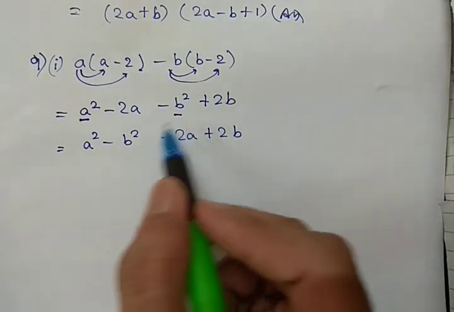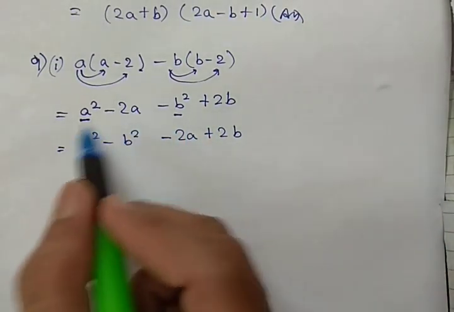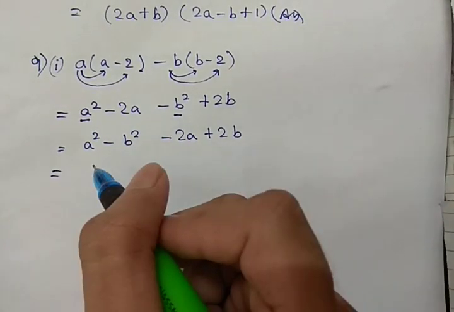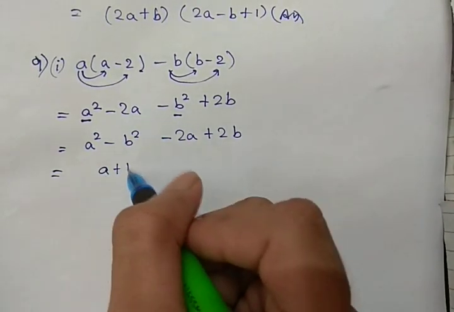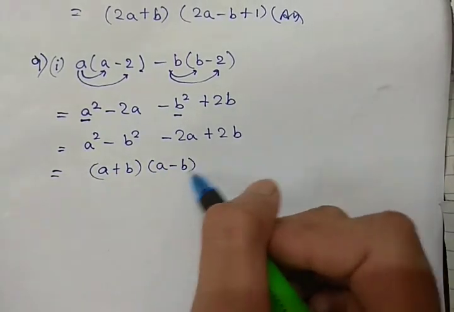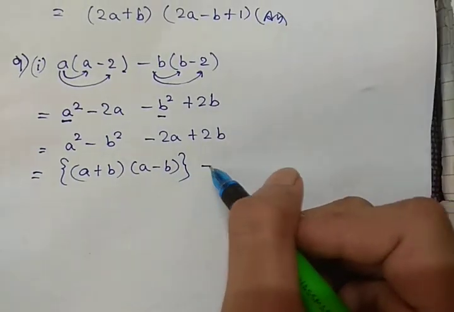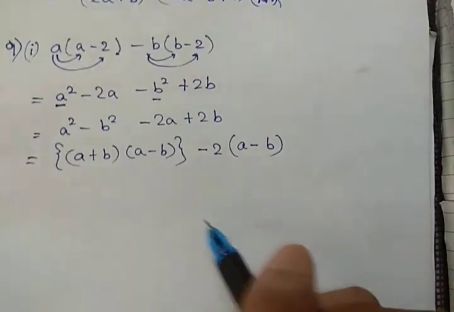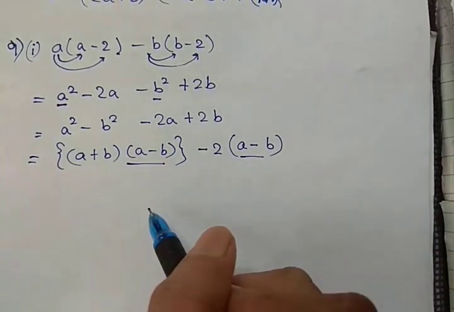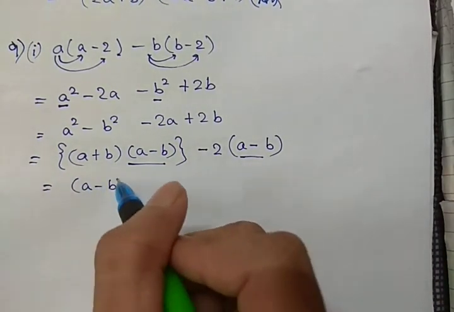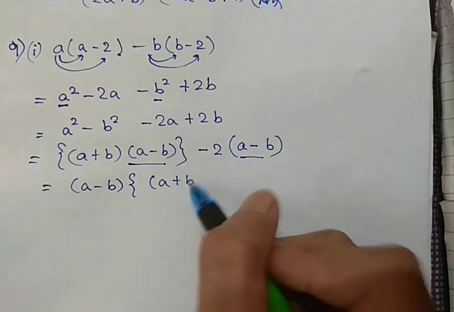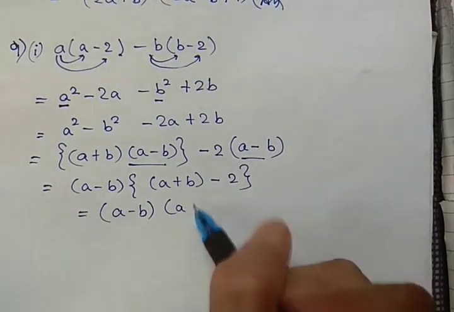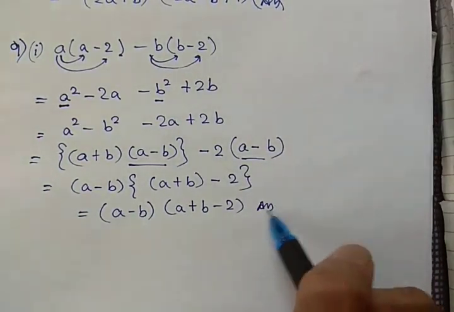Now in the same way we can take minus 2 common from this part, and we can use the a square minus b square format. Therefore this becomes a plus b into a minus b. Now taking minus 2 common, this becomes a minus b. Clear? So from both the terms a minus b can be taken common. Therefore taking a minus b common, we get a plus b minus 2, which becomes a minus b into a plus b minus 2. Is it clear?